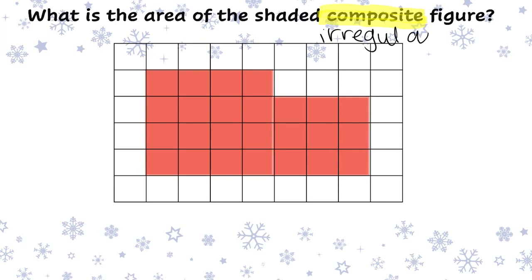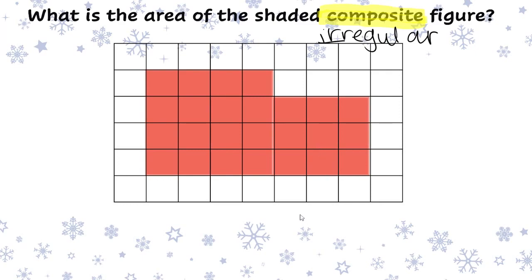And if you've ever heard of the word irregular before, ir means not, so it means not regular. So composite figures are these funky looking shapes that are not regular squares, not regular rectangles. They are irregular or composite.